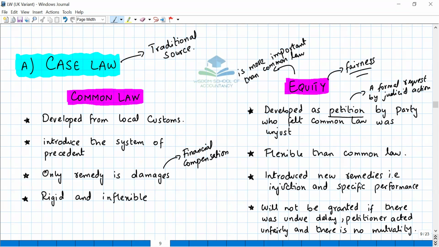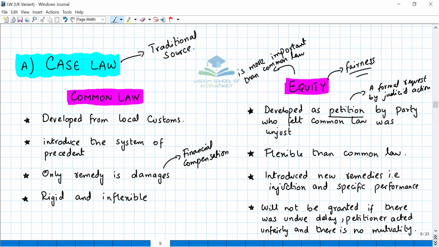For example, if a decision was made according to the common law and the party was not happy, he would put up a letter, a formal request to the king of the UK, saying that he is not happy with the decision of the judge. When the king of the UK received the judicial action, he would allow your case to be heard again.